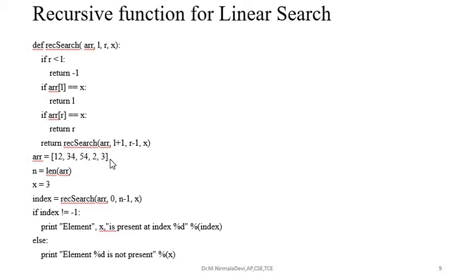So these are the set of elements, and the length of the array is given. The element to be searched is 3, so it is found at 0, 1, 2, 3, 4, the fourth index. So the index value is 4. If I give 15 here, 15 is not found in the given array, so it will automatically return -1. So the element is not present.